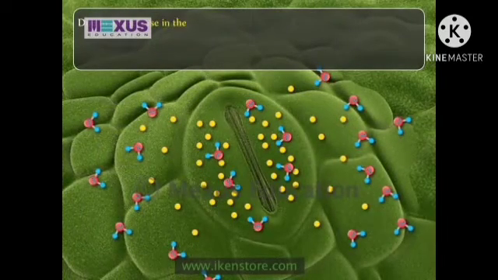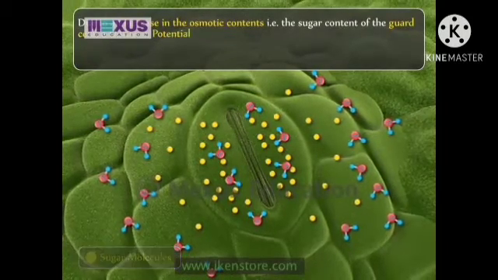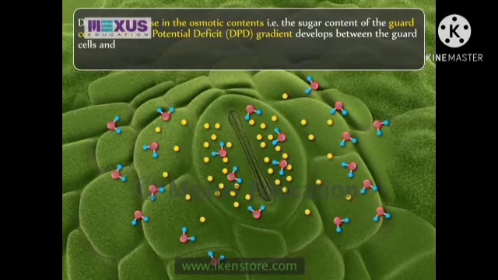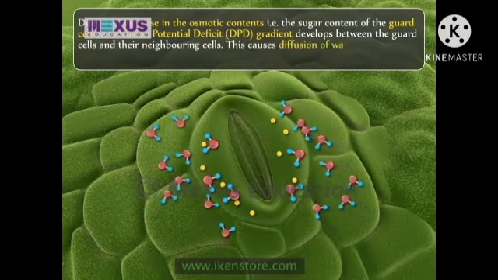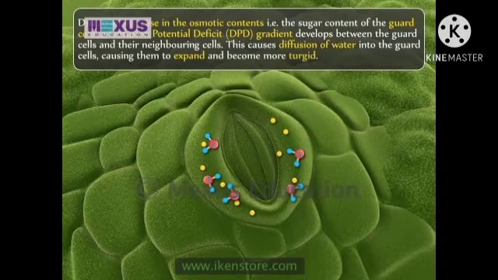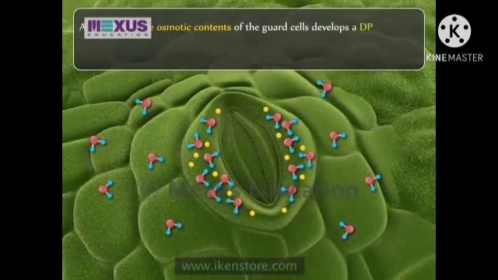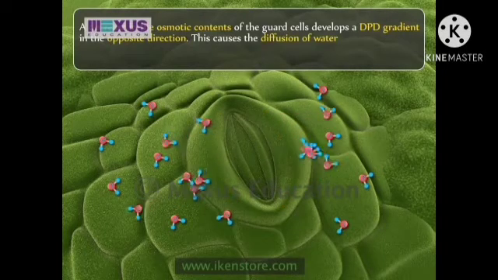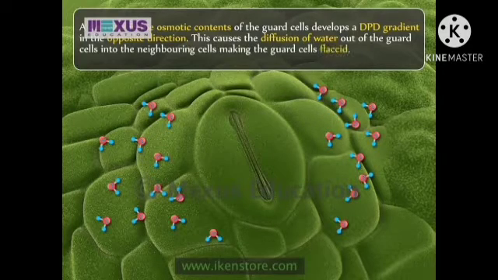Due to an increase in the osmotic contents, that is, the sugar content of the guard cells, a diffusion pressure deficit, or DPD, gradient develops between the guard cells and the neighboring cells. This causes diffusion of water into the guard cells, causing them to expand and become more turgid. A decrease in the osmotic contents of the guard cells develops a DPD gradient in the opposite direction. This causes the diffusion of water out of the guard cells into the neighboring cells, making the guard cells flaccid.